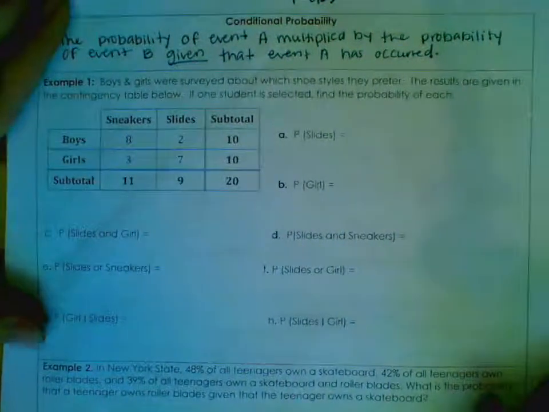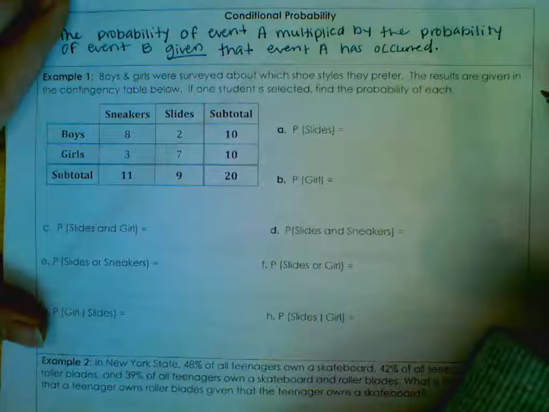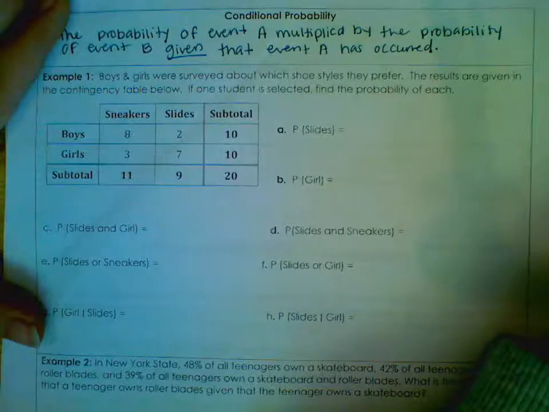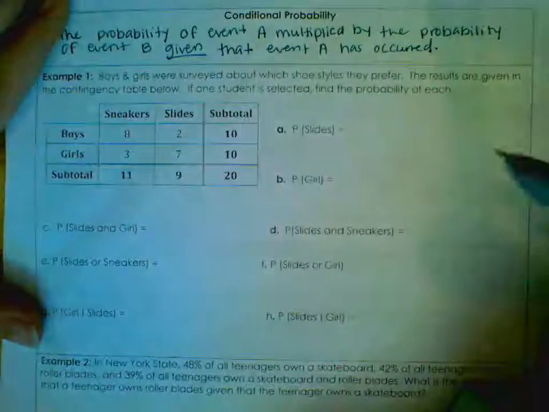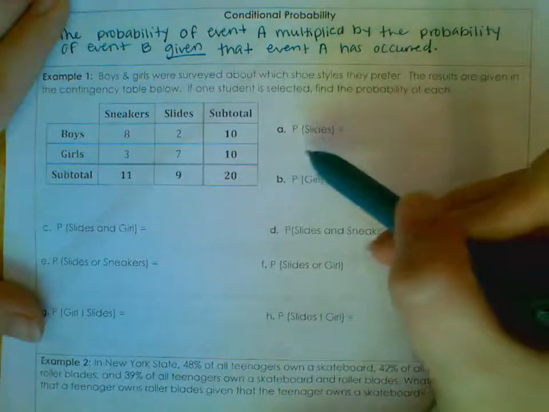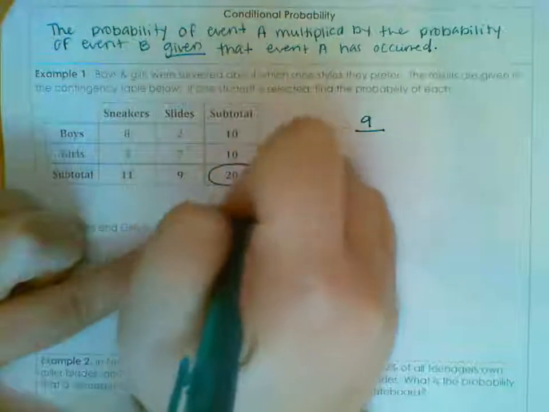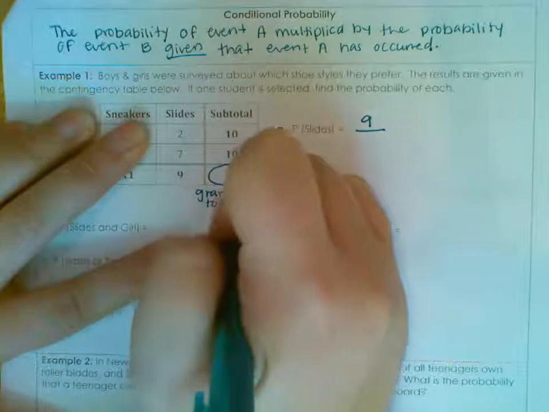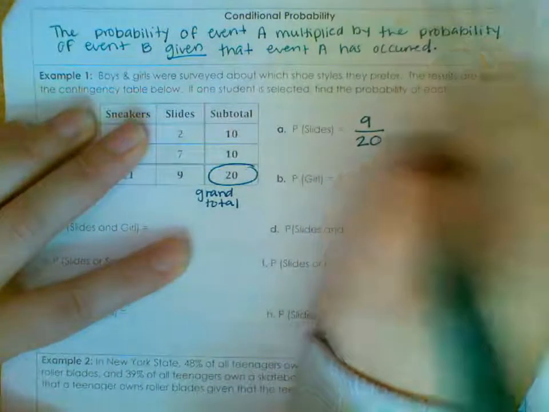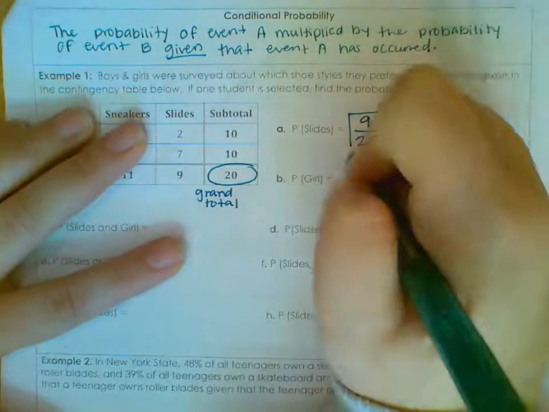Okay. So boys and girls were surveyed about which shoe styles they prefer. The results are given in the contingency table below. If one student is selected, we want to find the probability of each. So a lot of these problems we've already done. It's a little bit of a review. So what's the probability that someone picks slides? That would be 9 out of, what's our grand total? Remember that this cell is our grand total that's going in our denominator. And then make sure that you can't reduce that. 9 over 20 won't reduce. So that is our answer.